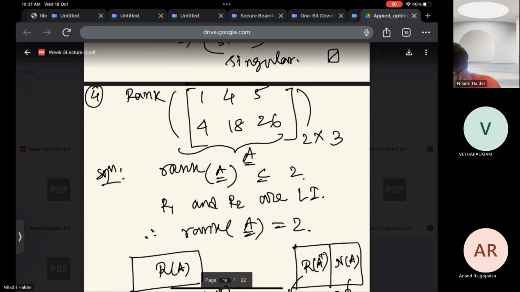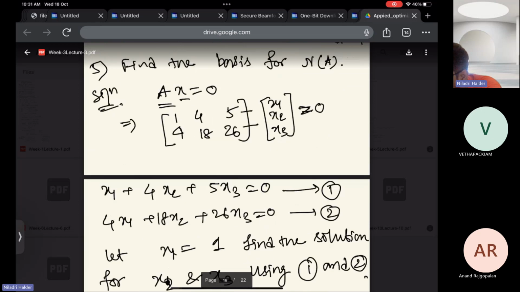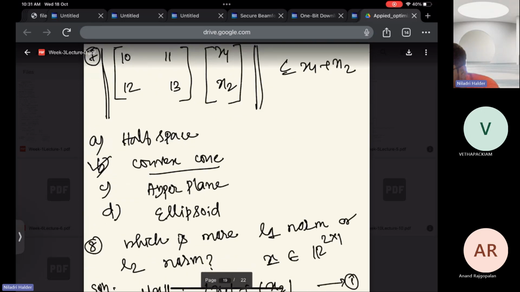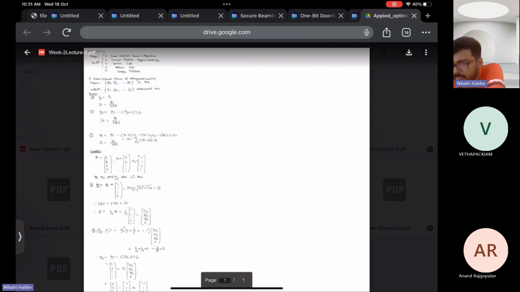Then rank of this: how to find out the rank of this. Then find the basis of, the same question. Then this is question seven, the answer should be a convex cone from the definition.